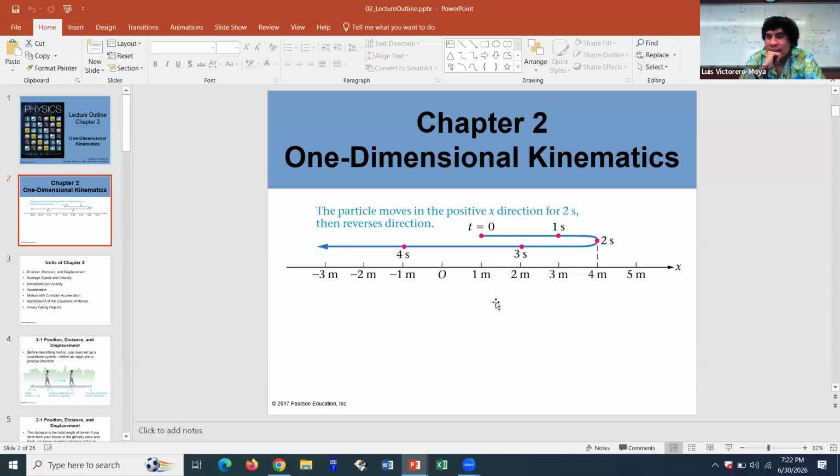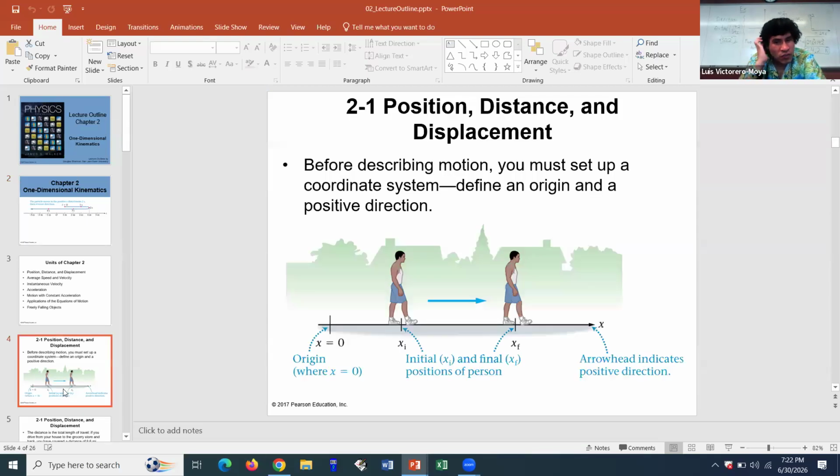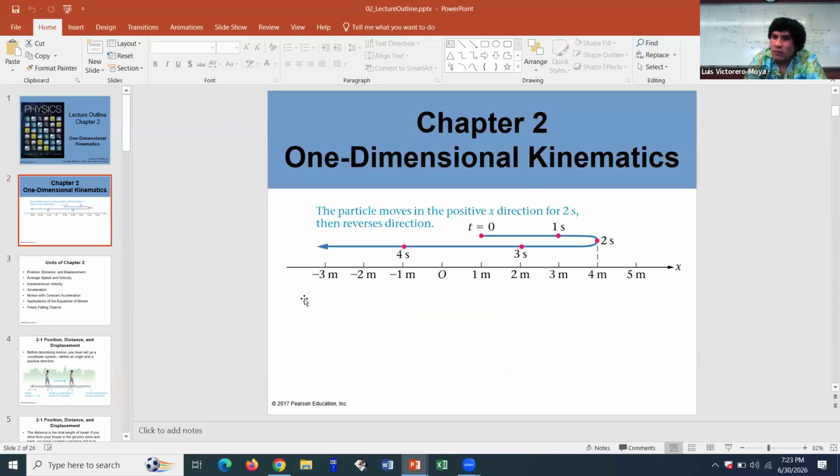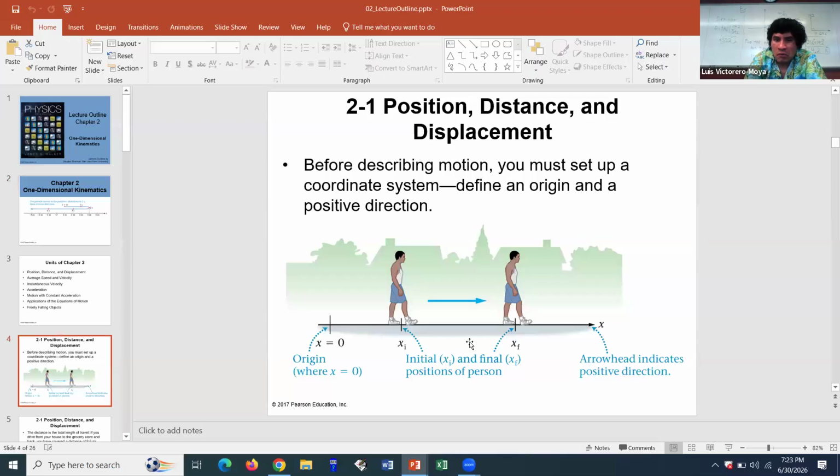You see? So that's why it's important to understand the difference between position, distance, and displacement. Okay? For one dimension, like I just showed you, we only care about either the x-axis or the y-axis. So we always use the origin as the reference point, and from there you have initial, final, and the arrowhead indicates, if it's to the right, positive direction. All right.